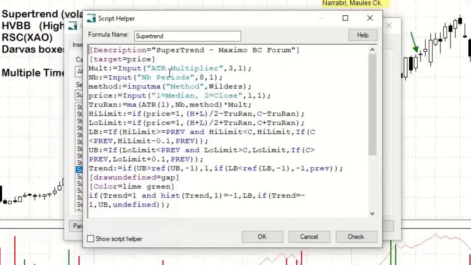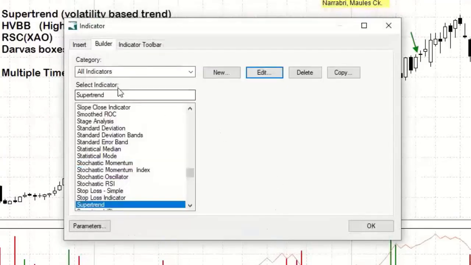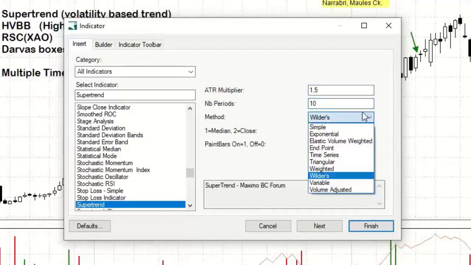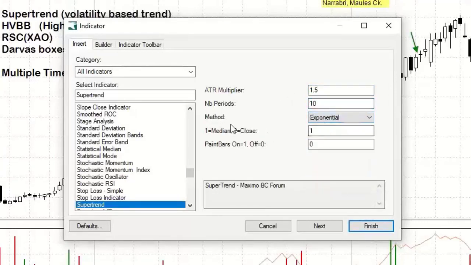Maximo from the BullCharts forum coded this, and I've merely used it very much thanks to Maximo. So what we see when we insert this indicator is we've got an ATR multiplier. For the weekly charts, I like to use 1.5. The period's 10. The method exponential. I like to do the calculations on median price.